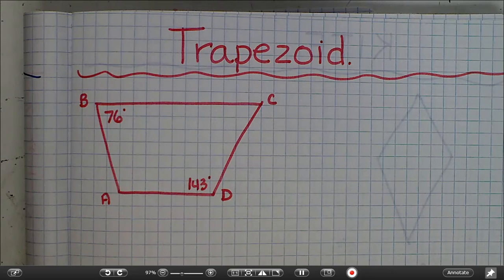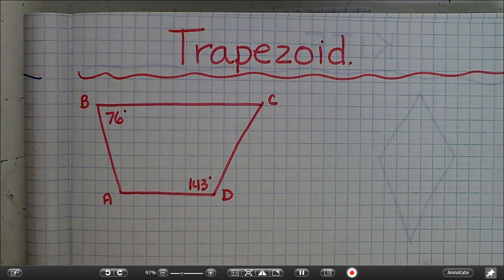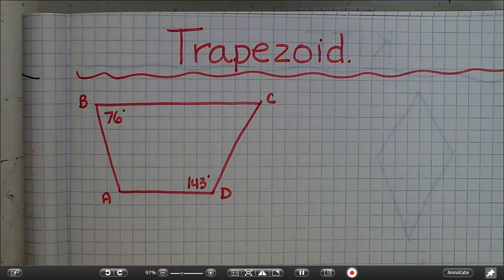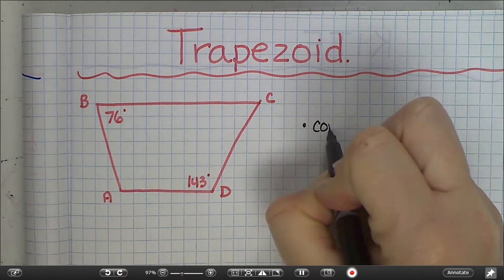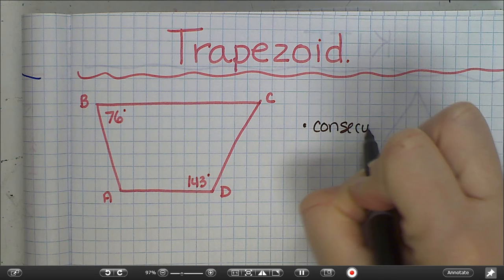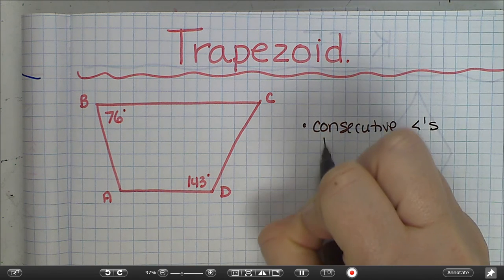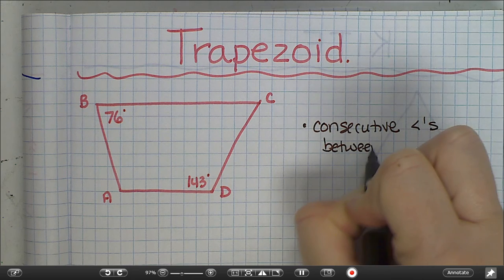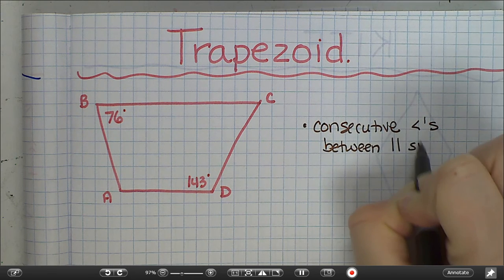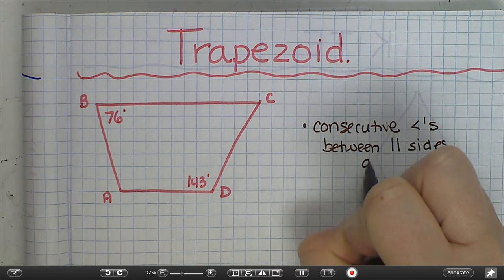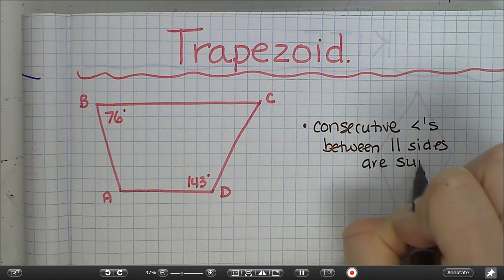All right, so for this video, we're going to talk about trapezoids and isosceles trapezoids. Trapezoids are pretty quick because they literally only have one property. The property for a regular trapezoid is simply that consecutive angles, remember consecutive means in a row, that are between parallel sides are supplementary.